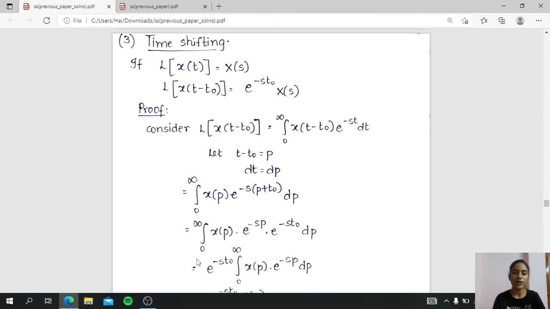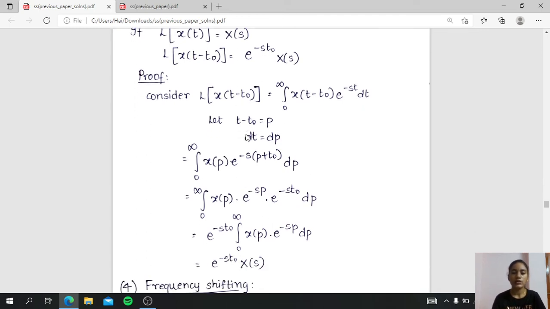Next, time shifting property. We know that the Laplace transform of x of t is equal to X of s. If you have a shift in time, that is t minus t naught, then in the frequency domain, the X of s will be multiplied by e power minus s t naught. So consider LHS. Apply the formula: integral of 0 to infinity, whatever the signal here will be mentioned here, and e power minus st dt.